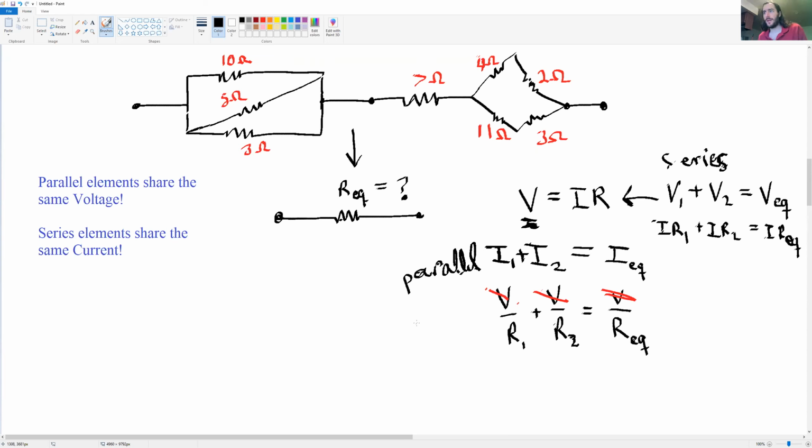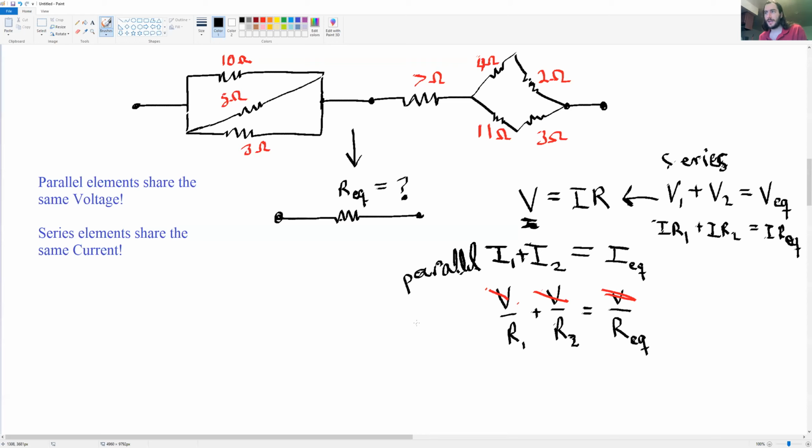How does it work for capacitors? I'll let you figure out how it works for capacitors, but it's the same thing. For capacitors in parallel, they share the same voltage, so their charges are different, right? So Q1 plus Q2 equals QEQ. And you just replace all those Q's with C times V.